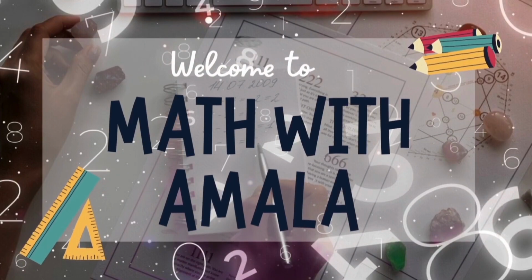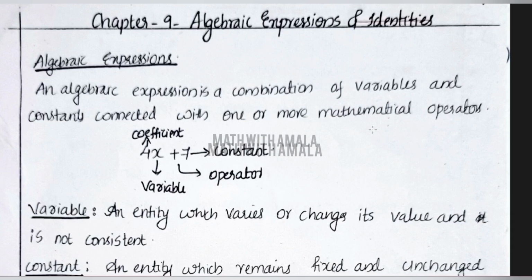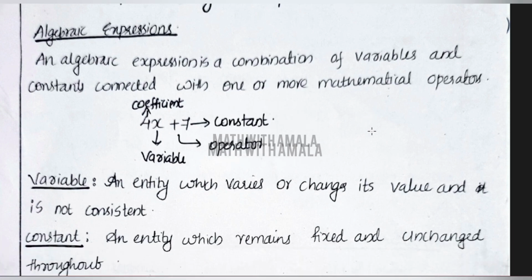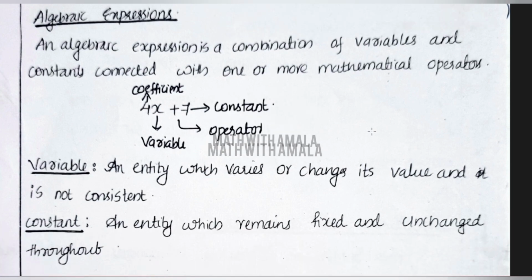Let's start a new part of your chapter. Number 8 of grade 8, Algebraic expressions and identities. Algebraic expressions are a combination of variables and constants connected with one or more mathematical operators. Let's take 4x + 7 here. 4 is the coefficient, x is the variable, plus is the operator, and 7 is the constant.